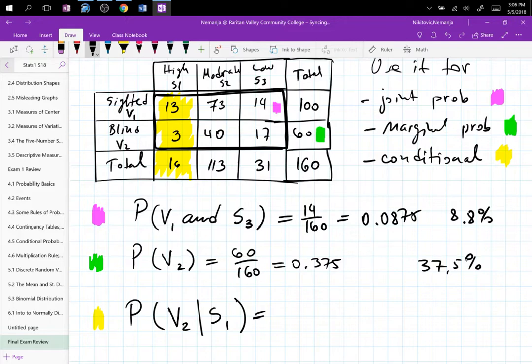So what's the probability? Probability is 3 divided by 16. Yeah, 16 from the margin, right? So what's 3 divided by 16? How much? 0.1875. Thank you. So that's about 18.8%. Right.